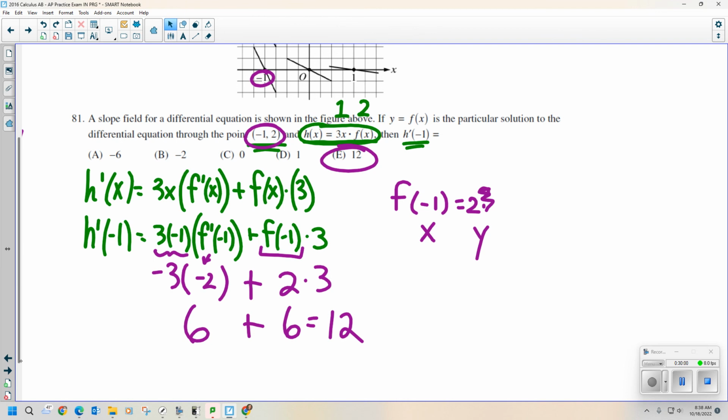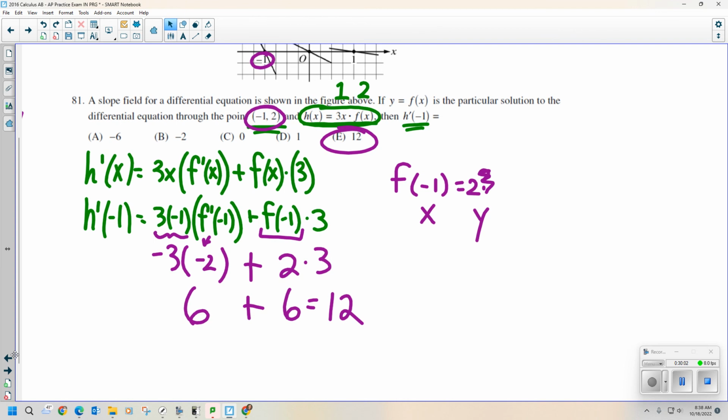I can't get over the bitterness that these people who wrote this test in 2016 had in their lives, where the section where you get the calculator, you haven't had to use yet. I don't know, maybe in the next video you'll have to use it, or the next problem. But your answer is 12, which is choice E.